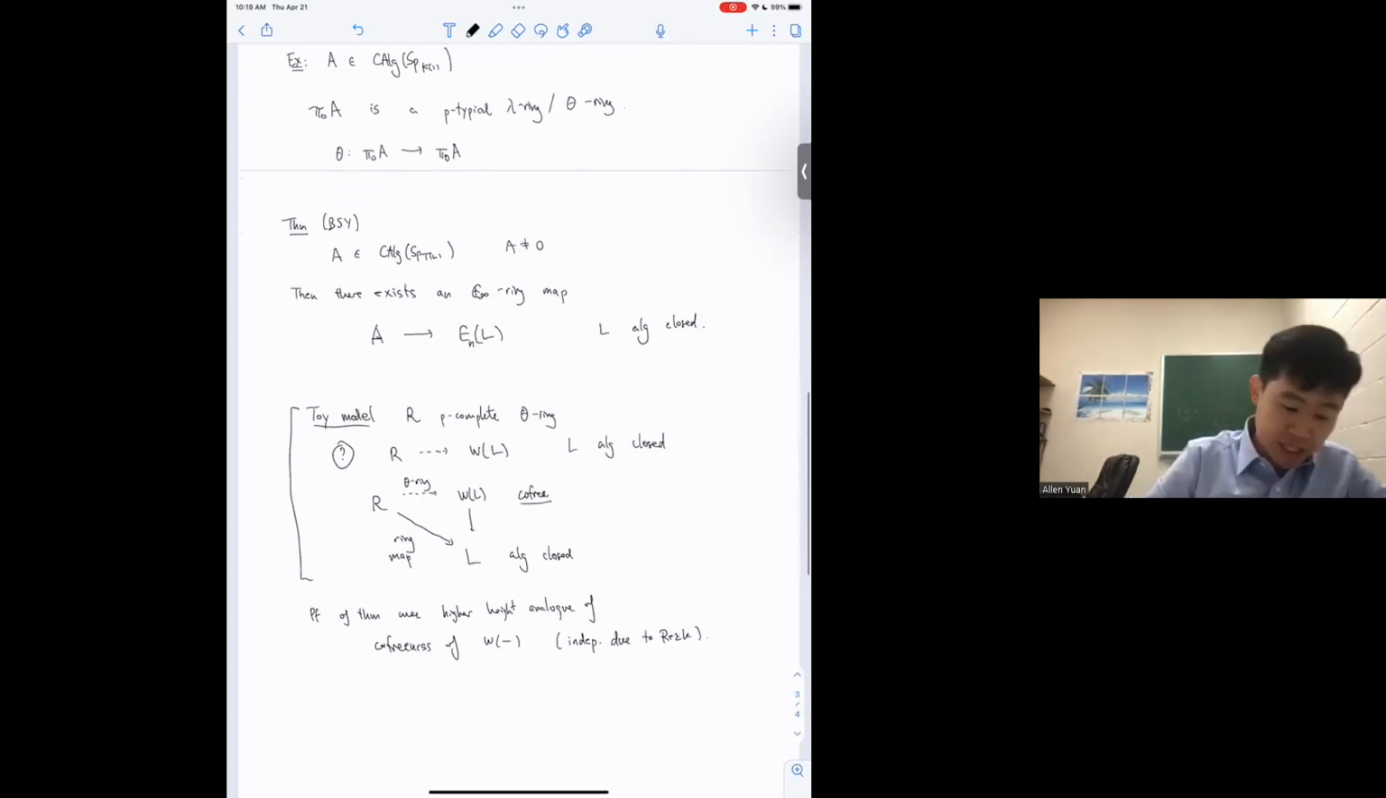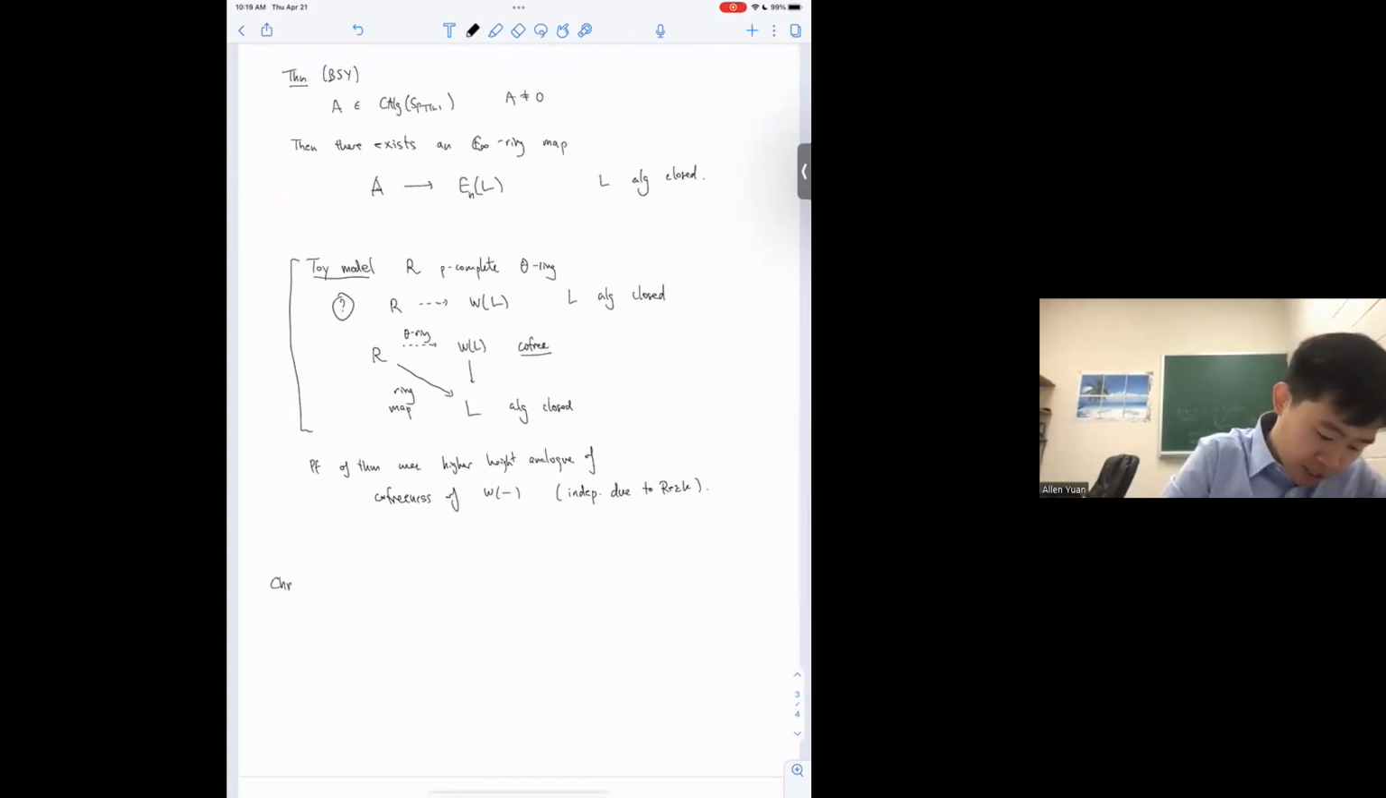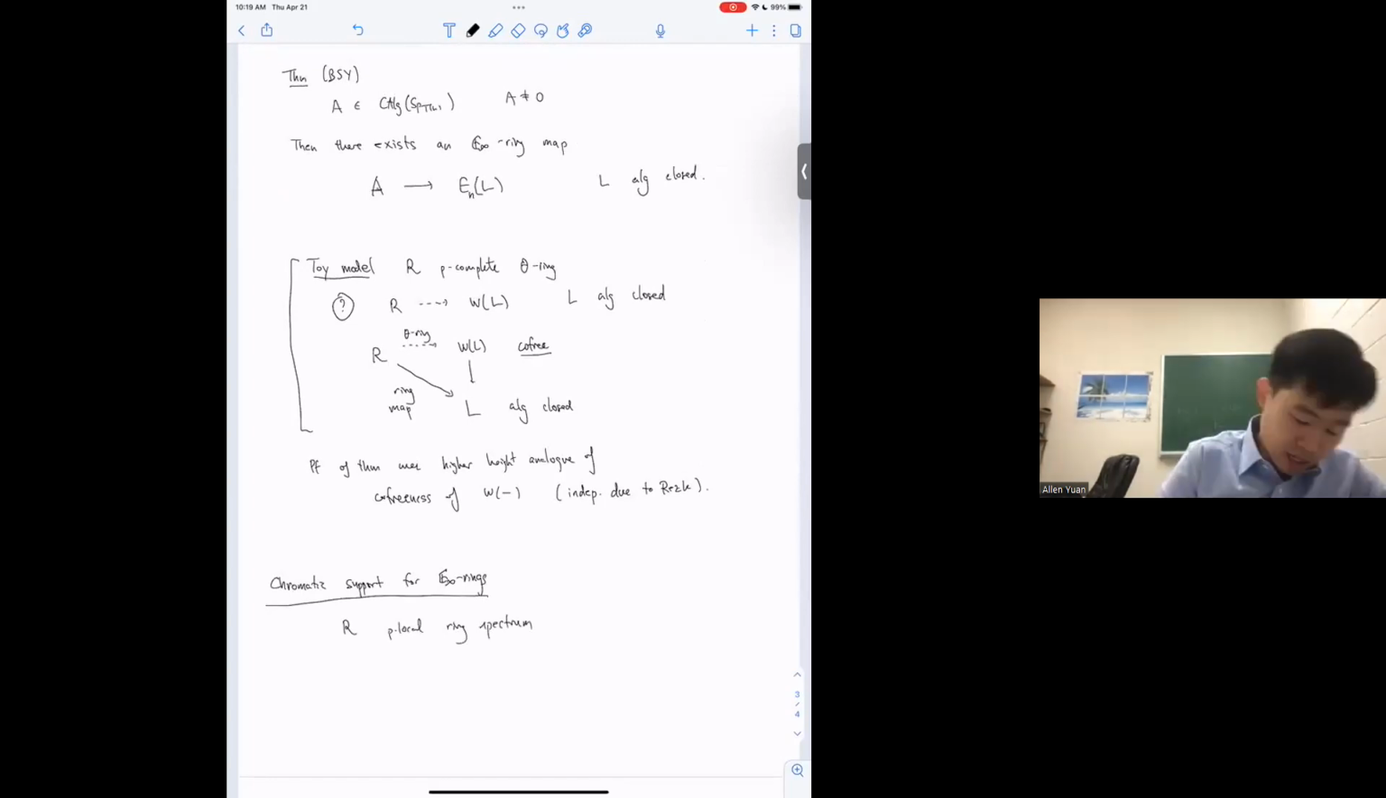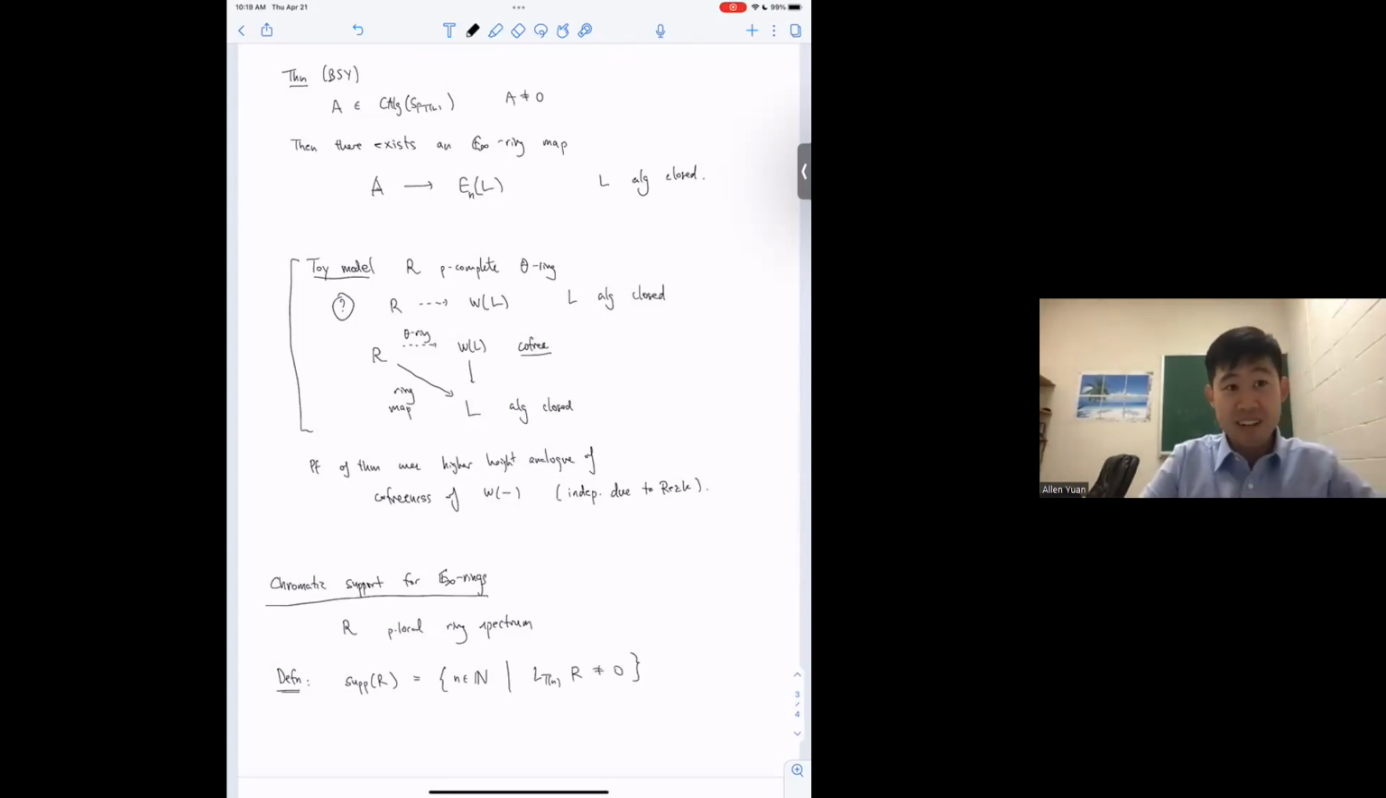So the first application that I want to discuss is the topic of what I'll call chromatic support for E infinity rings. The basic definition is, suppose I have R a p-local ring spectrum. It doesn't really need to be an E infinity ring for this to make sense. I can define the support of R, or the chromatic support of R, to be the non-negative integers n such that the Tn localization of R is not 0. So it's the localizations at which R does not vanish.